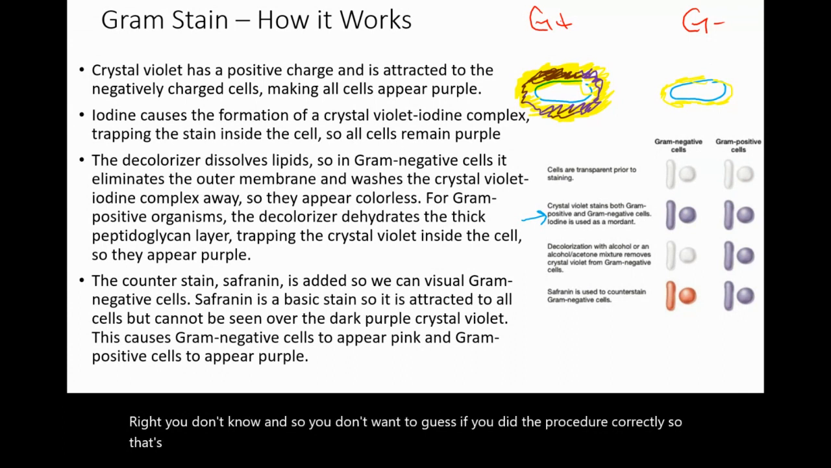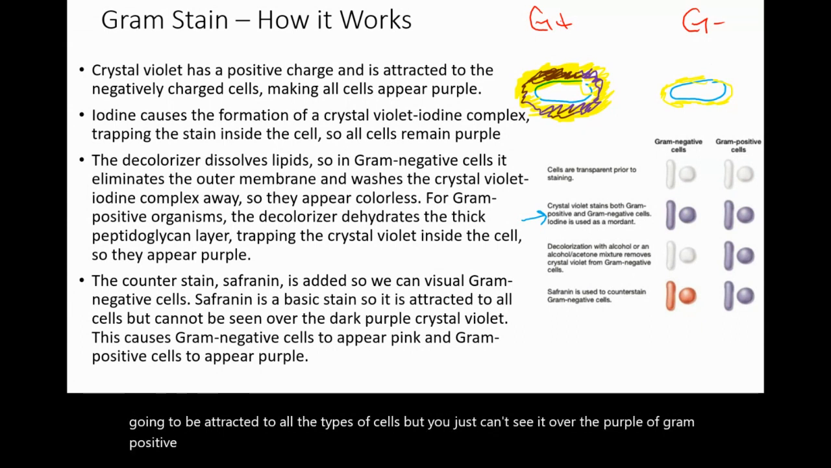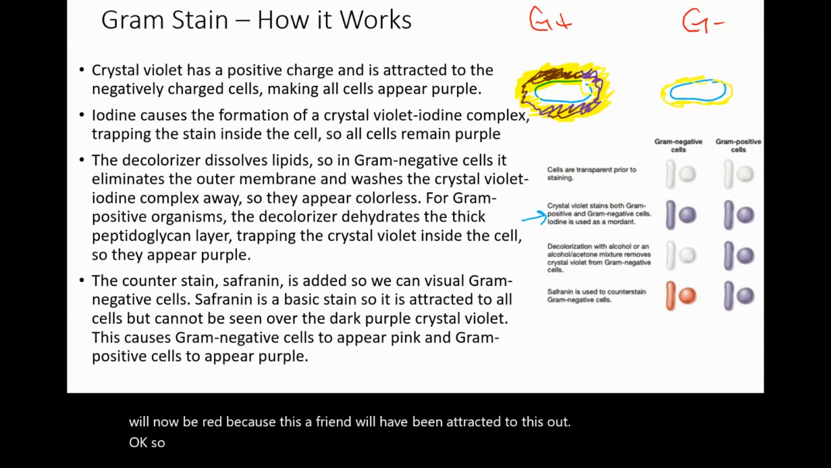So that's where the counterstain safranin comes into play. You add safranin last, and it's going to be attracted to all the types of cells, but you just can't see it over the purple of gram-positive. Okay, so gram-positive you'll view as purple under the microscope, and gram-negative will now be red because the safranin will have been attracted to the cells. Okay, so again, the big difference here is the decolorizer step. It has two different effects on these types of cells.